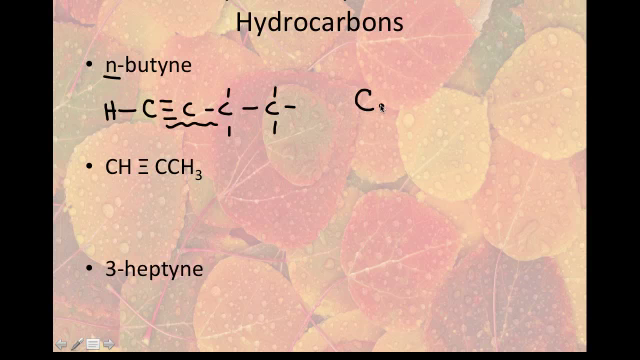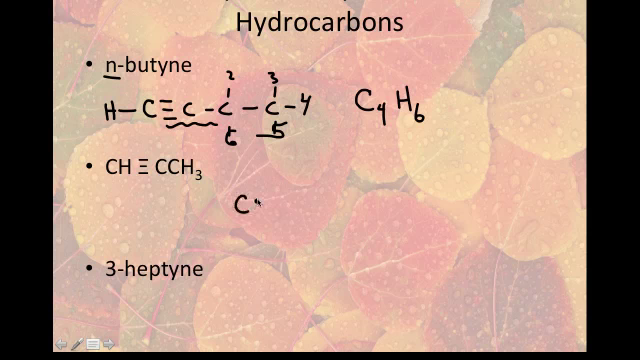Let's write this formula. C4, and then how many H's? 1, 2, 3, 4, 5, 6. Hey, the same as 1,3-butadiene. So that's why we need to know the molecular structures to be able to distinguish between these.